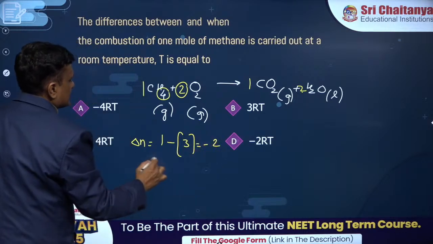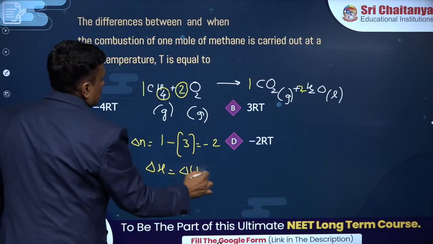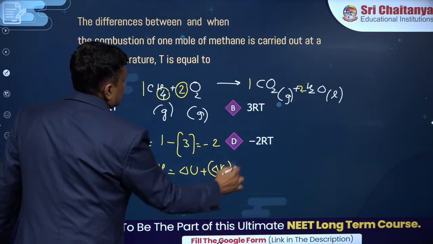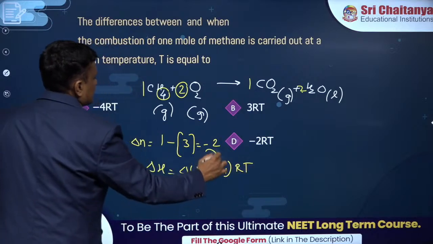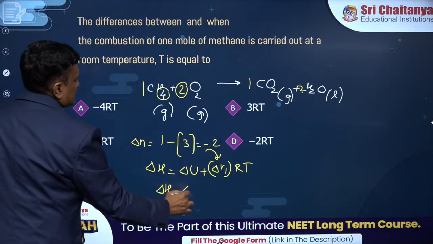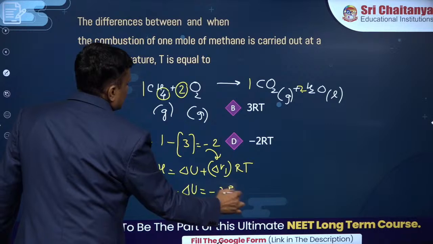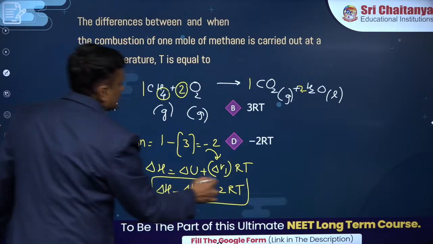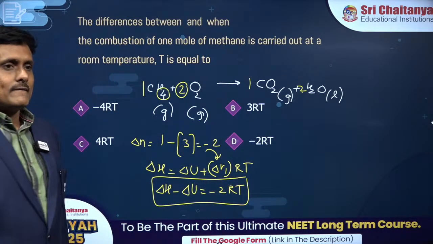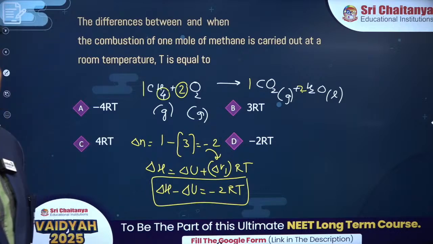So delta H is equal to delta U plus delta n RT. When you substitute the value of delta n here, you can see delta H minus delta U is equal to minus 2 RT. So this is the point. Yes, what is the answer, buddies? What is the answer, isn't it?